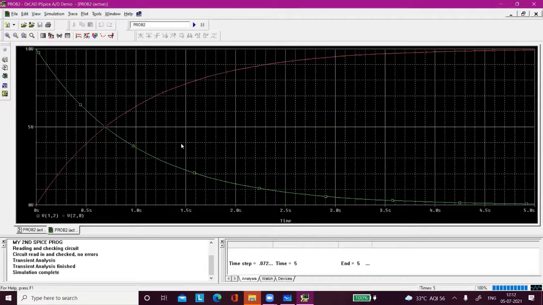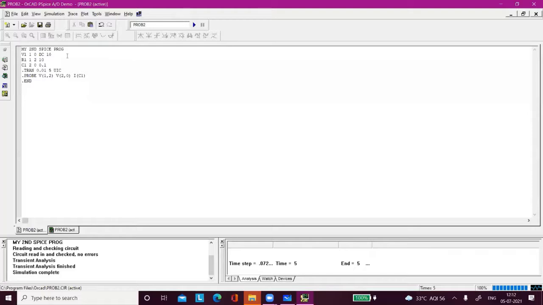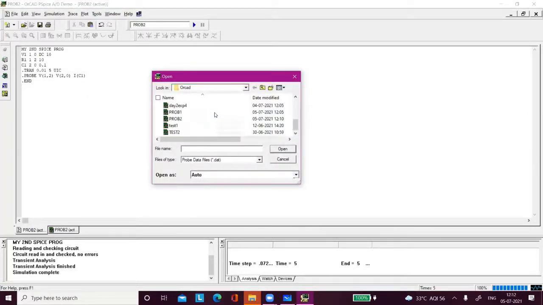Okay, this is the red one showing the voltage developed, the voltage build-up across the capacitor. Any doubt? Okay. Now, yesterday I wrote 2 programs to show you.